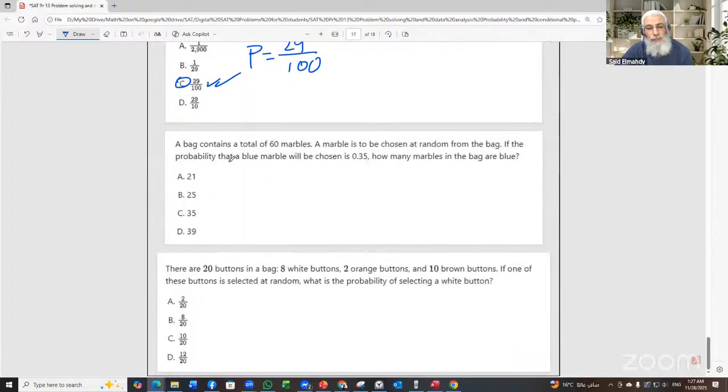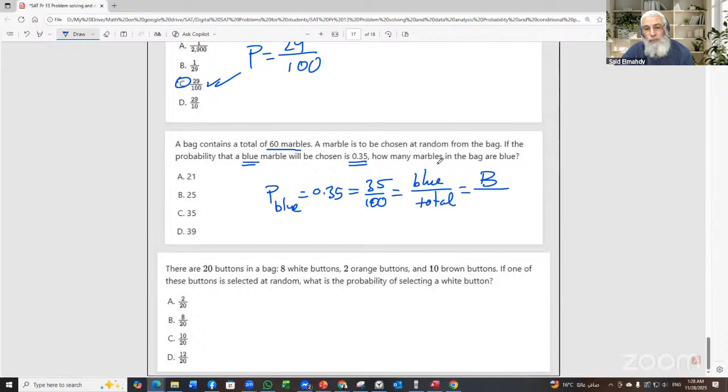A bag contains a total of 60 marbles. A marble is to be chosen at random from the bag. If the probability that a blue marble will be chosen is, so probability of blue is 0.35 or 35 over 100. This is equal to blue divided by total. And blue, we don't know blue. How many marbles in the bag are blue? Blue divided by total, which is 60, equals 35 over 100.